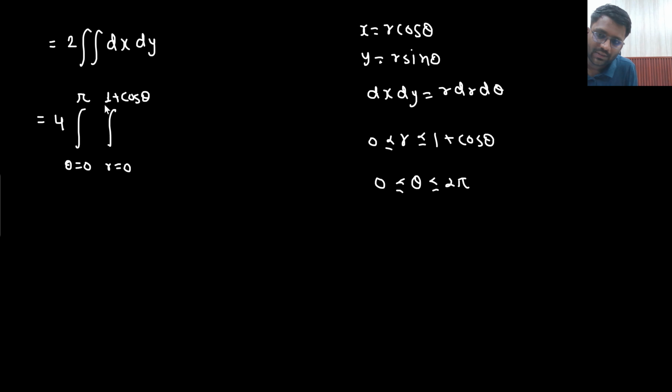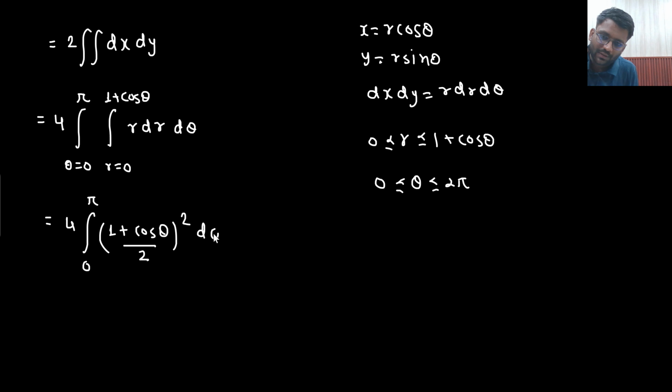Why have I written r first? Because r is the variable limit that I need to solve first. Dx dy would be replaced as r dr d theta. So the answer you will be getting is 4 integral of theta from 0 to pi, r square by 2, that will become 1 plus cos theta whole square by 2, d theta. R dr would give you r square by 2. Then you would put the limit 1 plus cos theta whole square divided by 2.